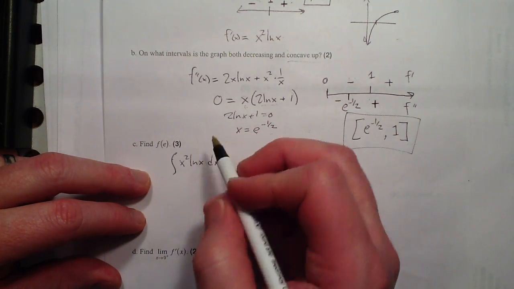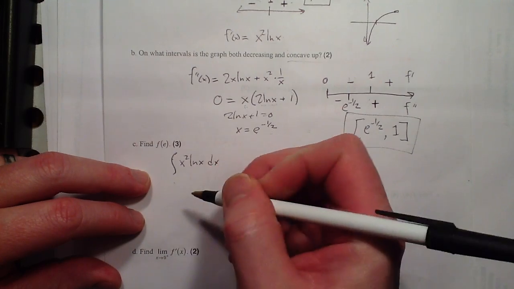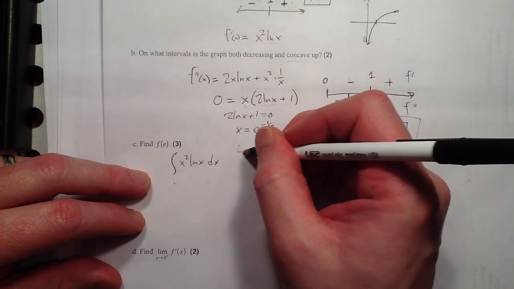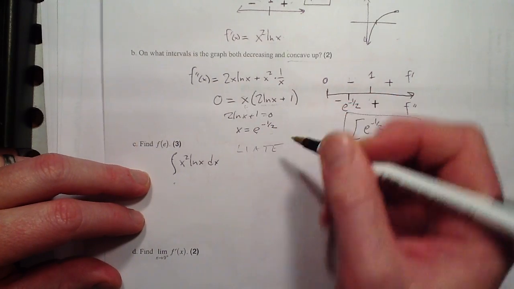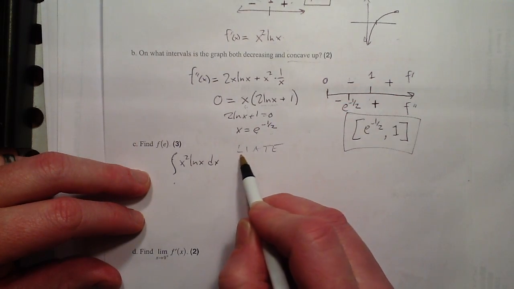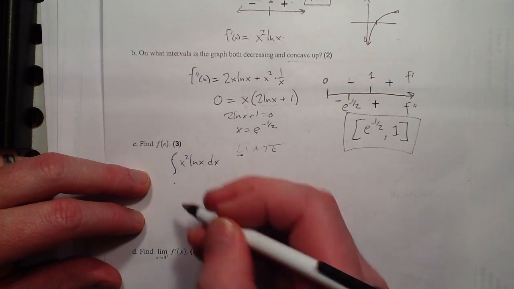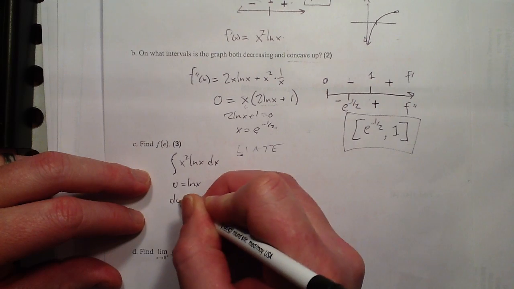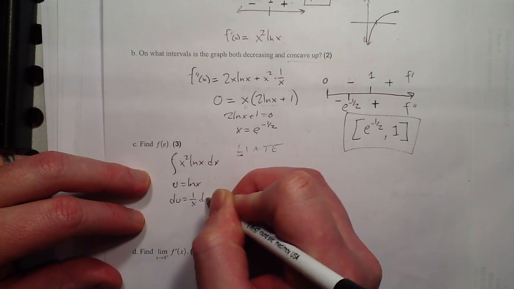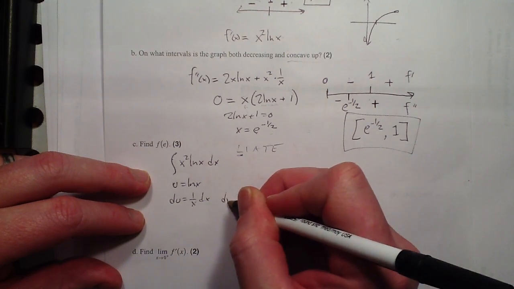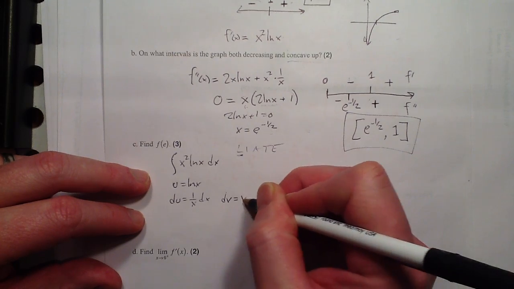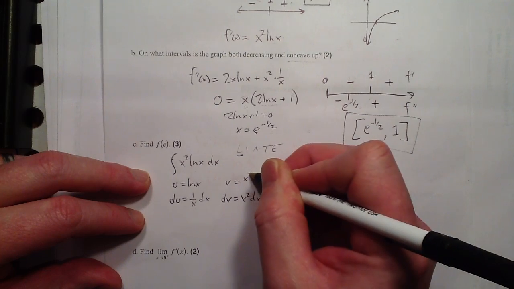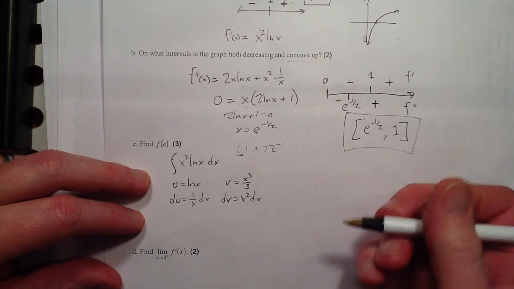This is an integration by parts problem. Using our order of what comes first, logarithmic function, so that should be the u. And dv should be the x squared dx. The antiderivative of that is x cubed over 3.